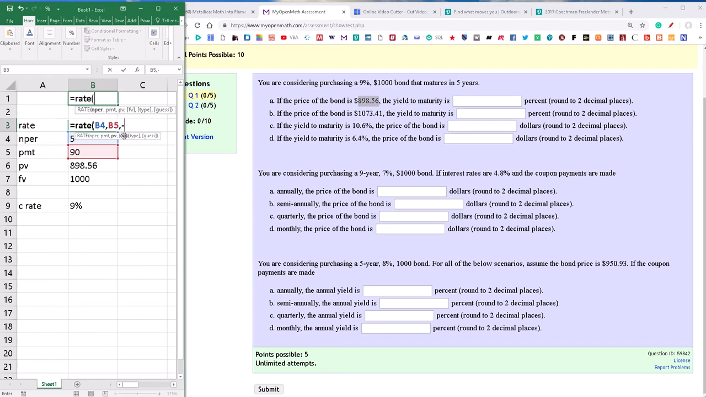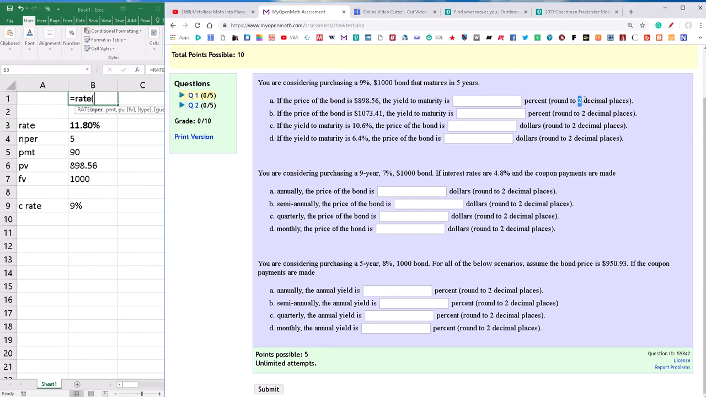The price, on the other hand, is negative because you're paying it out to buy the right to get this stream of payments. And then the final one is the face value. And we hit enter and we get 11.8%. Okay, so we want it to 2 decimal places, which is what we have. The word percent shows up here, so we only have to type 11.80. We hit enter and we check to see if we got it right.